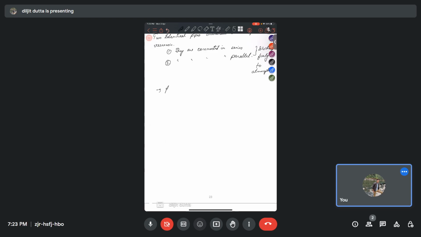Assume the same friction losses for both. So find Q1 by Q2, that is the discharge in series by the discharge in parallel, QS by QP. What will be the ratio?